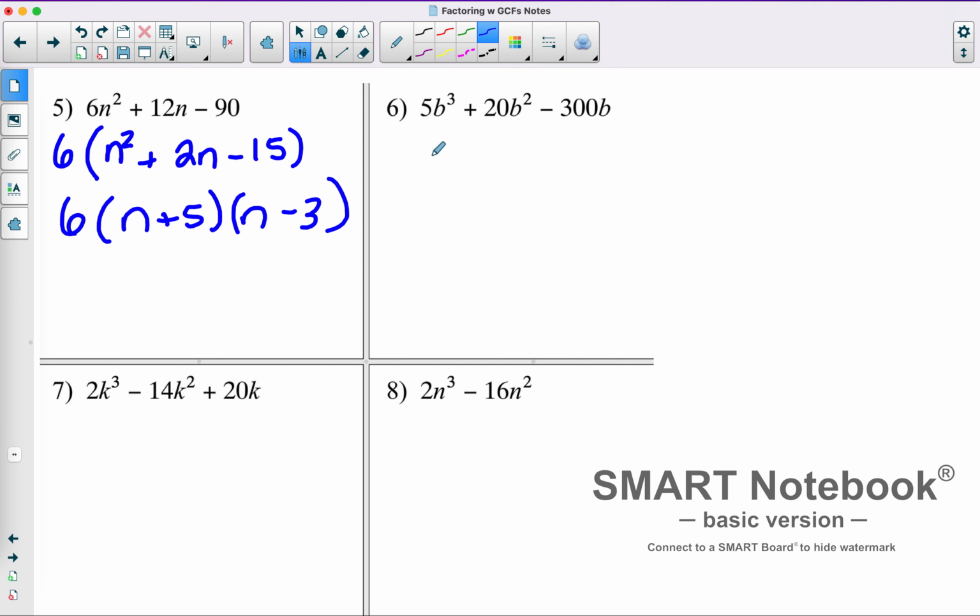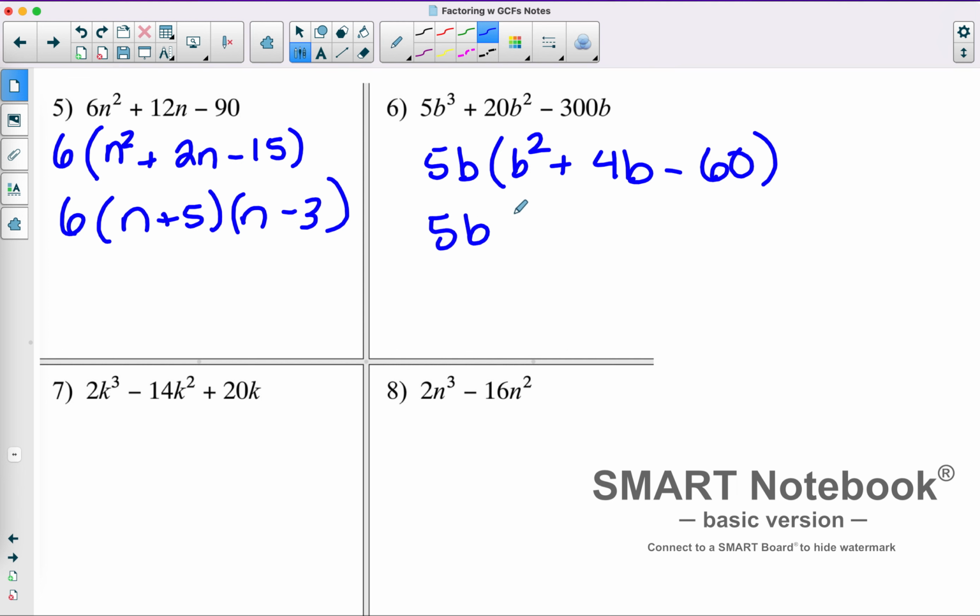Alright, in number 6, your GCF is 5b. We're left with b squared plus 4b minus, let's see, that would be 60. Alright, and 5b, b plus 10, b minus 6.